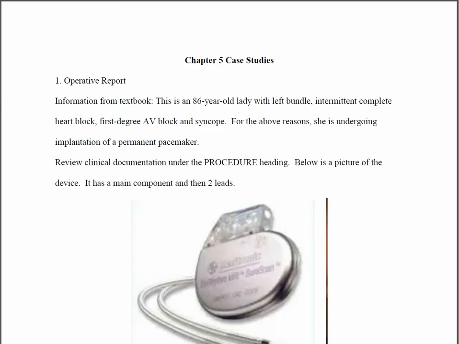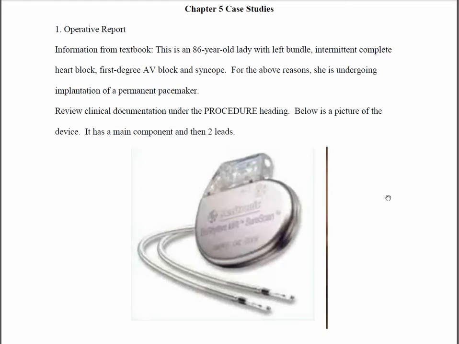When you review all of the clinical documentation after the word procedure in your textbook, you will pick out some key words, which we'll go over in a second. It's also helpful if you understand what a pacemaker is.